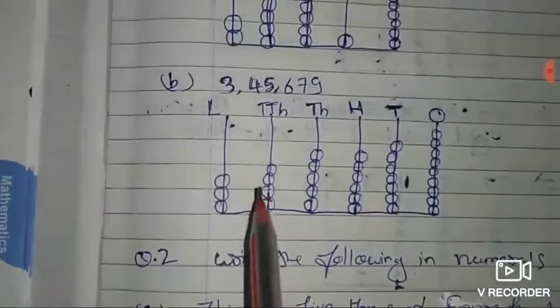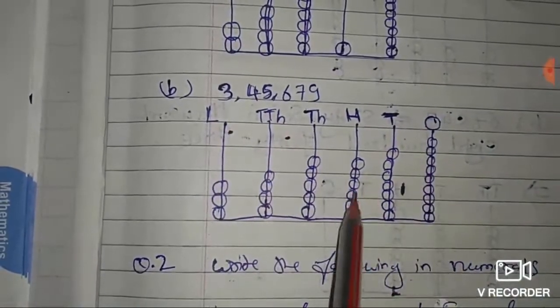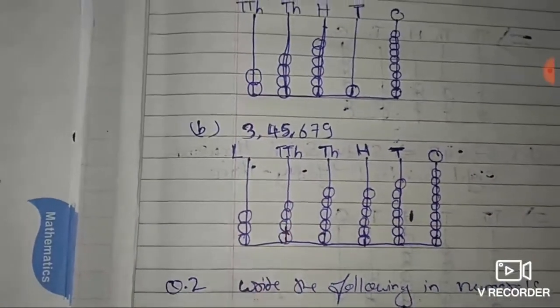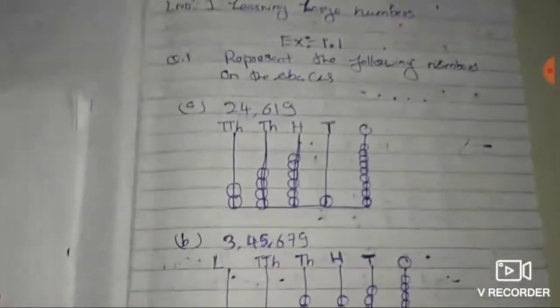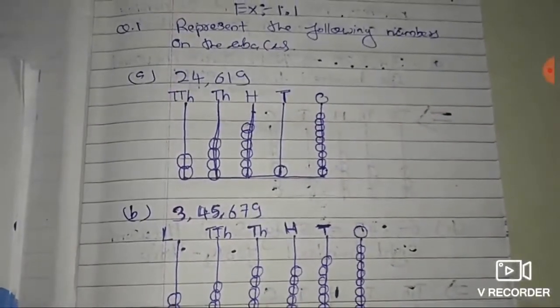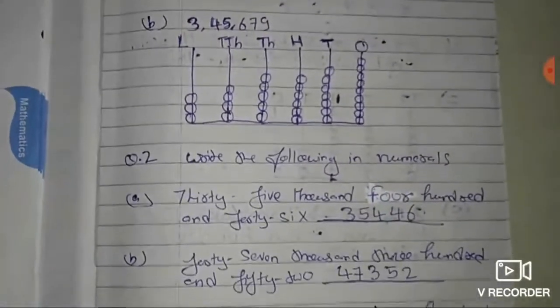So here I'm explaining another number in another place value on the abacus. You can write this in your notebook line-wise. Daily exercises you have to write in your notebook properly, in neat and clean handwriting, and make proper notes of the subject Maths.